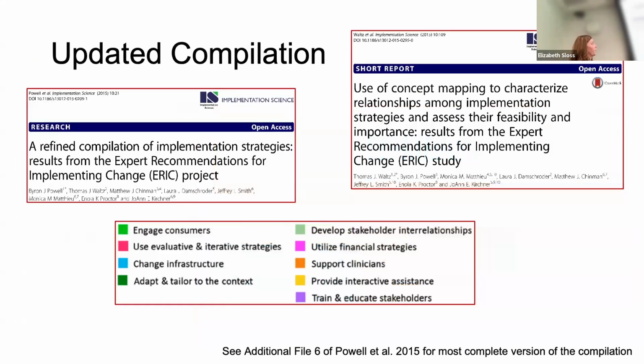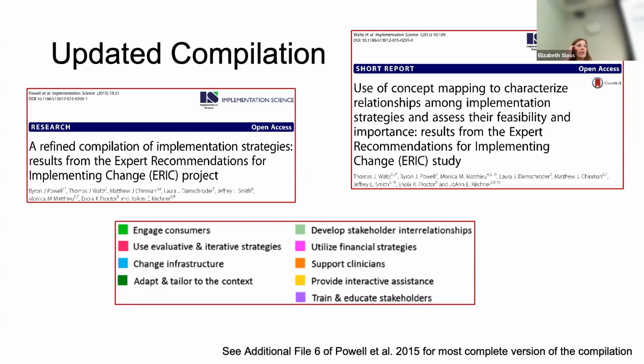The kind of current iteration of this is the expert recommendations for implementing change project, or ERIC project, led to ERIC strategies, which is how we often refer to these in kind of conversational ways with implementation science. And the ERIC compilation went through a process in which they asked implementation researchers and experts in the field, kind of what are the strategies that are used? They looked at the evidence for those strategies, and the ERIC compilation is a set of 73 strategies in 9 content domains that are implementation strategies.